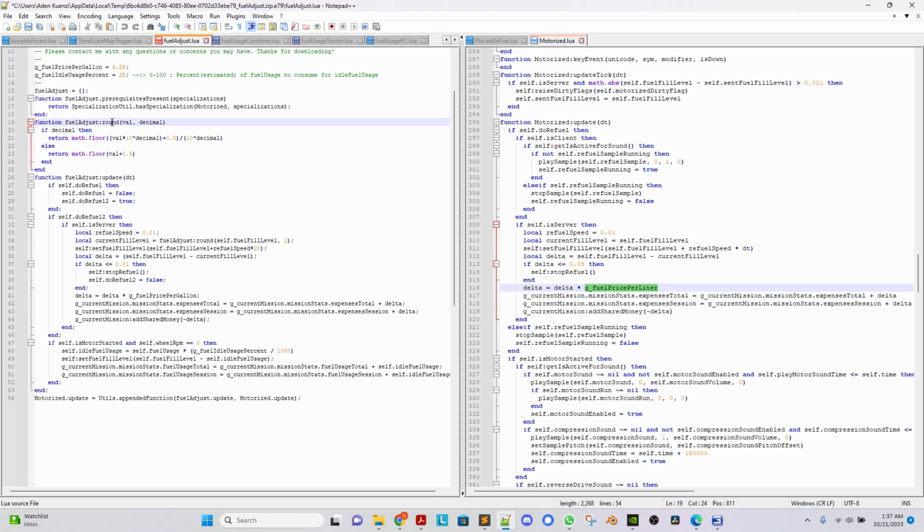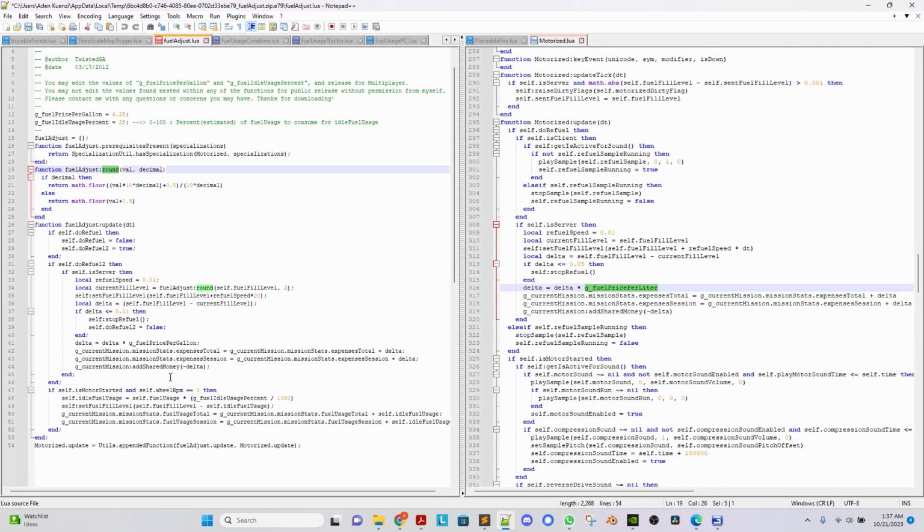He added his own function to do some rounding. The one in here that maybe doesn't belong is this one up here, the prerequisite present. I know he's trying to check for motorized vehicles, but really, if we were to delete this out, I think it would still work fine, because this here is appending whatever is showing up in here wherever motorized update appears. So I don't think there's any need to look for the motorized specialization. I think that's already taken care of down here. But anyway, just my two cents on it.